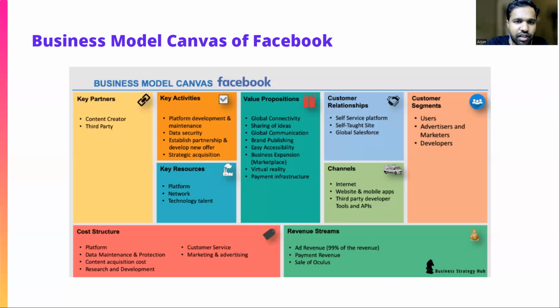So the cost structure: basically Facebook needs to spend a lot of money in maintaining their platform. They need to spend a lot of money in protecting all of the data we share with them. Of course, we share a lot of data with Facebook. We share our birth date, our full name, our family name, who all our relatives are, who all our friends are, our gender, our photos, many of our life events. So we share a lot of data with Facebook and Google these days.